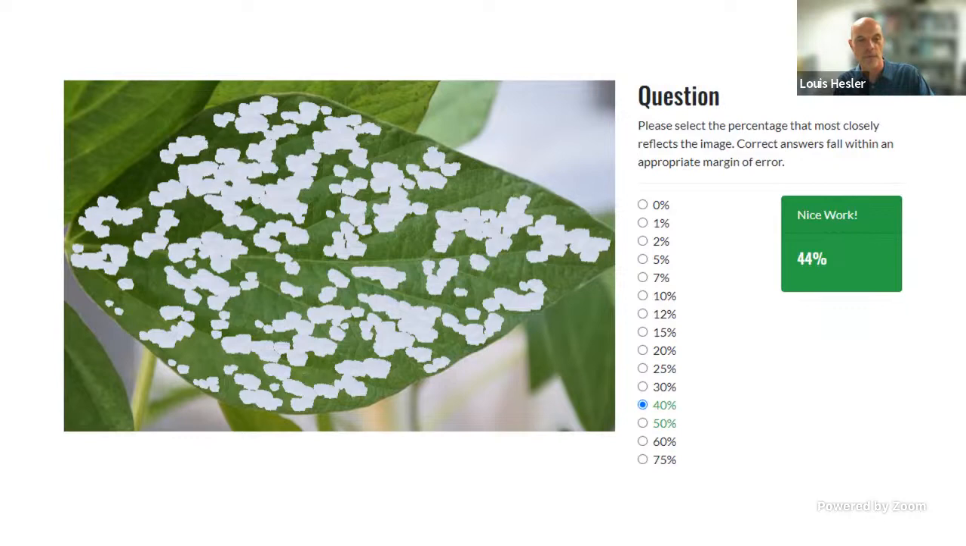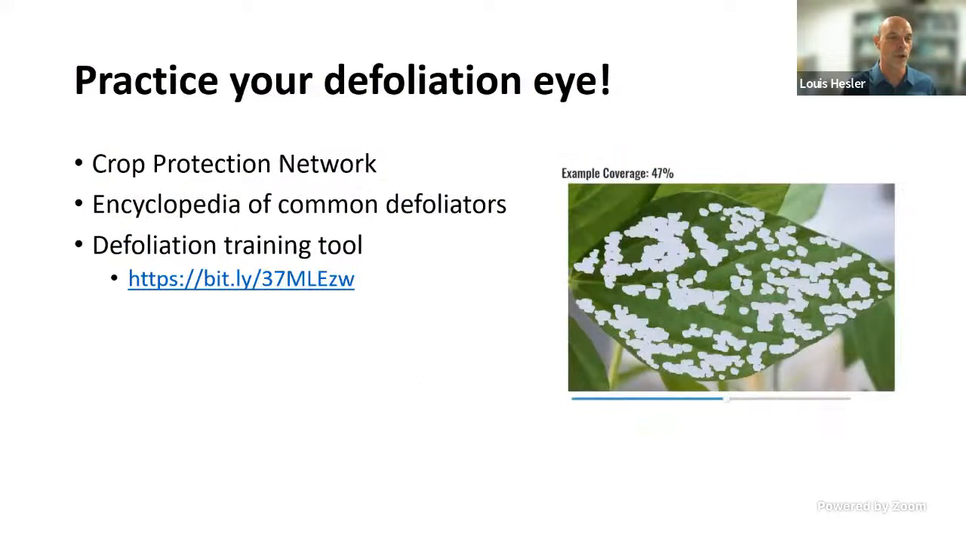I think it illustrates very well that the amount of defoliation tends to get overestimated, especially at higher levels of defoliation. This looks worse than it actually is. The defoliation appears worse than it actually is. And it drives home the point that we're really prone to overestimating some measures of pest damage, particularly defoliation at high levels.